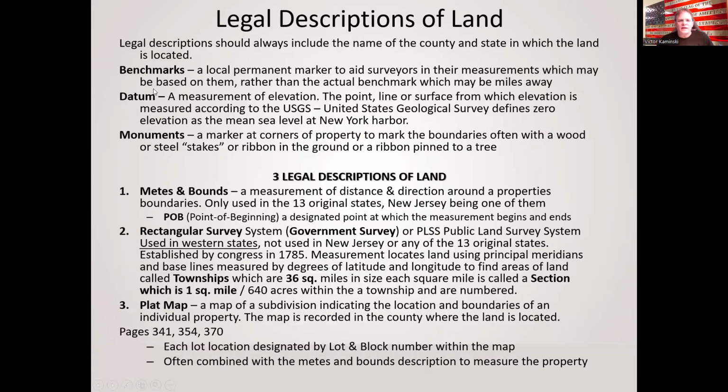So in wrapping it up, the benchmark is those local permanent markers that aid surveyors in their measurements, which may be based on those local markers rather than the actual benchmark, which could be miles away. The datum is that point where elevation is measured, and zero elevation is described as the mean sea level at New York Harbor. And a monument, these are those markers that the surveyor would bang the stakes at the corners of your property so that you could visually see where your property line is. So you know where to put up the shed. Make sure it doesn't go over onto your neighbor's property line.